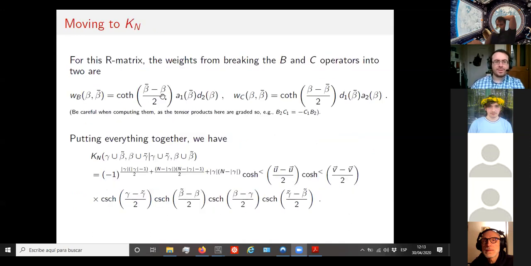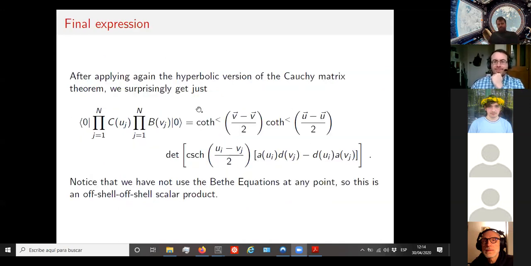With that, and the form of the weights, in this case we have to be careful because our tensor product is graded, so we get extra minus signs when computing these weights. But we can substitute them in the expression for the Kn. And with that, we can sum these Kn's with A's and D's and get the expression for the scalar product, which, even more surprisingly, is just a determinant. And the important thing is that I've not used the Bethe equations at any point of the steps. So this is an off-shell scalar product.